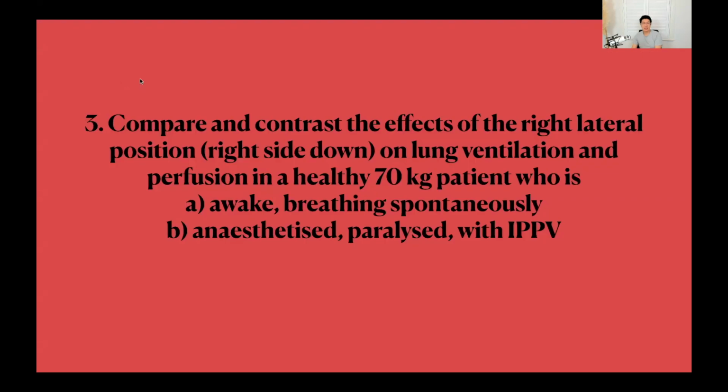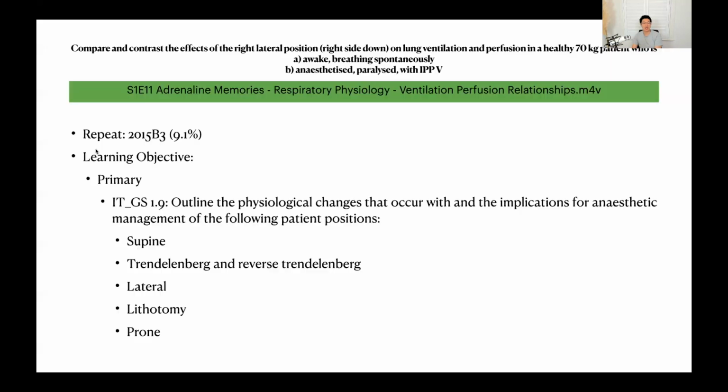Now, this is the third question. Compare and contrast the effects of the right lateral position, right side down, on lung ventilation and perfusion in a healthy 70-kilogram patient who is A, awake breathing spontaneously, or B, anaesthetised, paralysed with IPPV. This is a difficult question. The reason for that is that if you look at it, it was a repeat with a 9.1% pass rate.